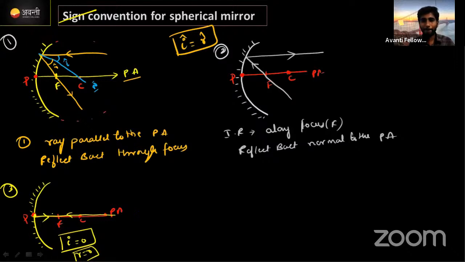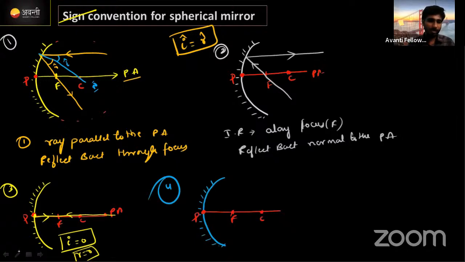Clear? Clear now? Cool. Good. Next, fourth point. In the fourth point, same curvature. This is the pole point, principal focus, center of curvature. It became a little far.